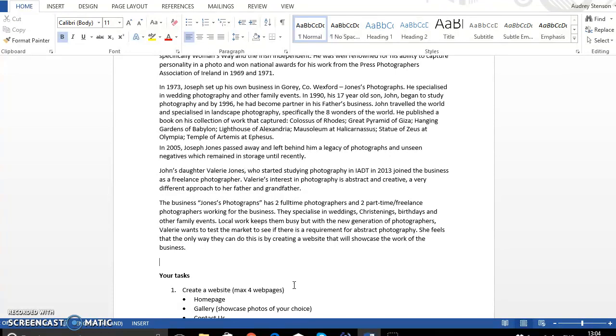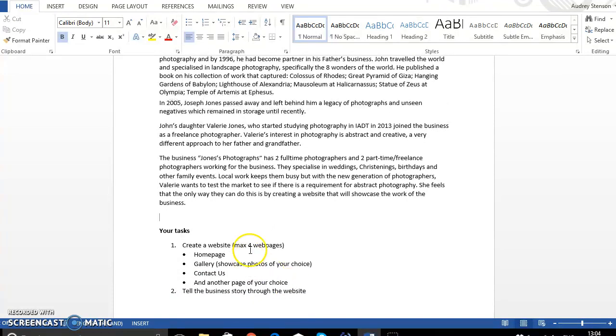So the output, as I said, it is straightforward enough. Maximum 4 web pages for a website. You need a home page. You need a gallery to showcase photos of your choice. You need a contact us page and another page of your choice. So how can you engage your potential consumer? How can you market this particular business online? You need to tell the business story through the website. And we will talk about this in class next week.